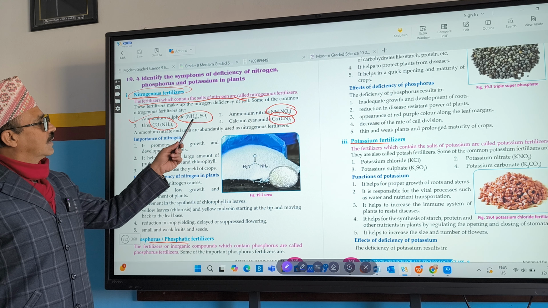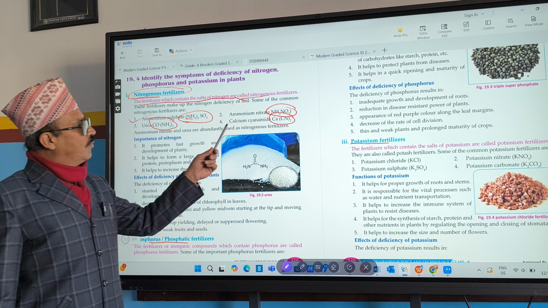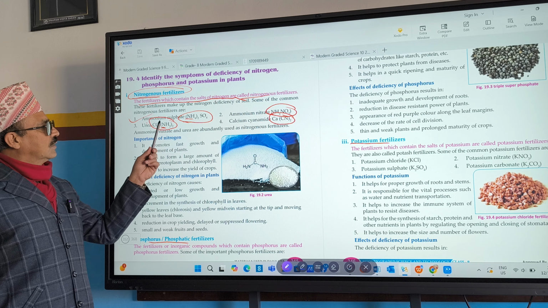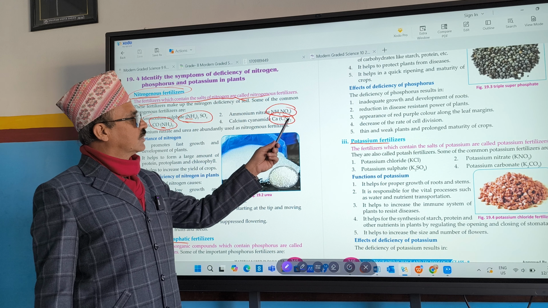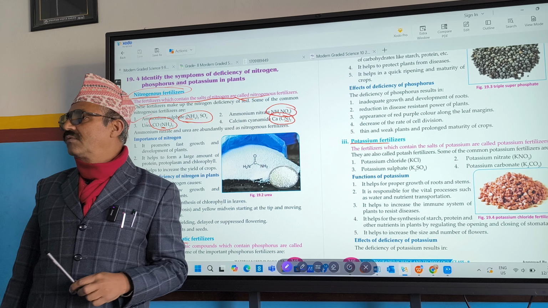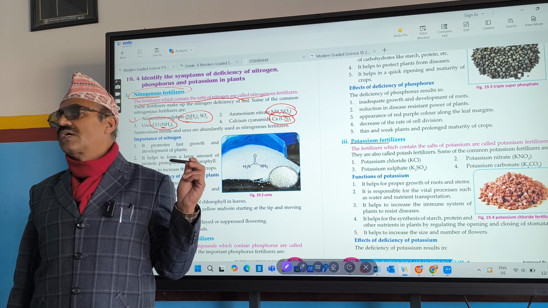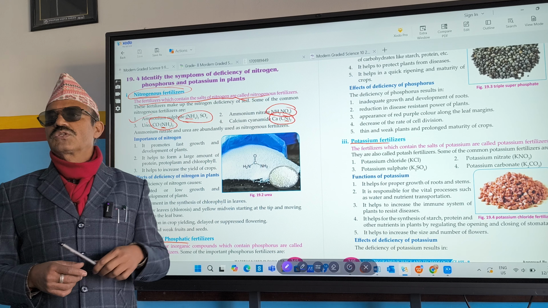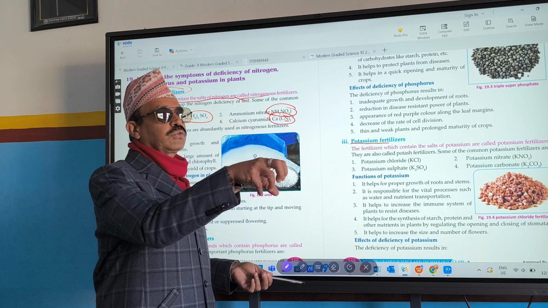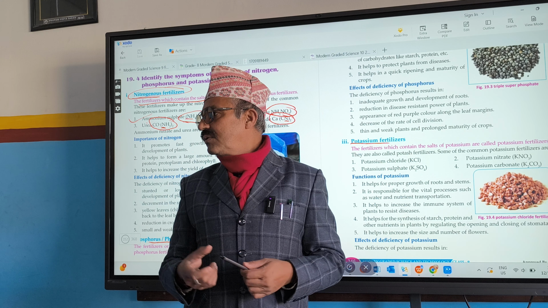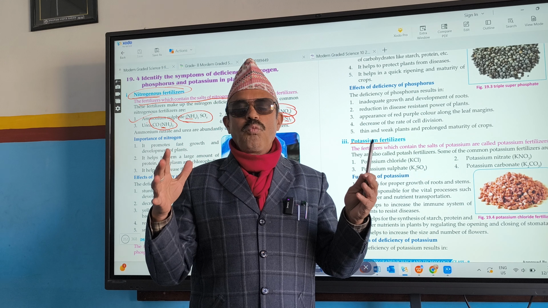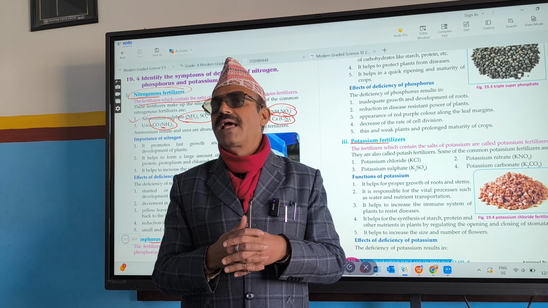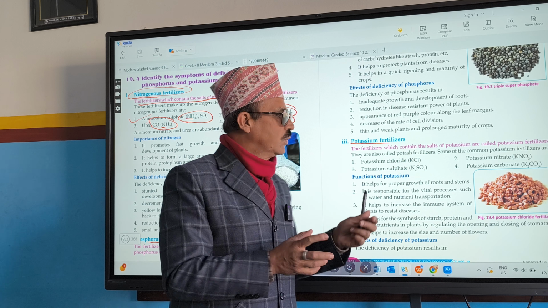In ammonium sulfate there is nitrogen, in ammonium nitrate there is nitrogen, urea has nitrogen, calcium cyanamide has nitrogen. Nitrogen is a macro element. So these salts are called nitrogenous fertilizers. They supply nitrogen to soil. From soil, plants can absorb nitrogen. And what does nitrogen do? And what happens when there is a lack of nitrogen in the body of plants? We will study now.